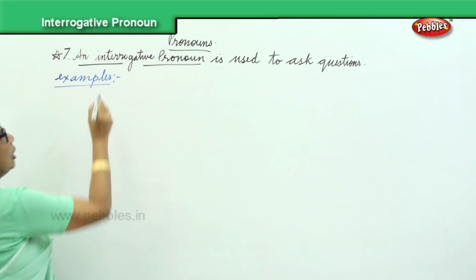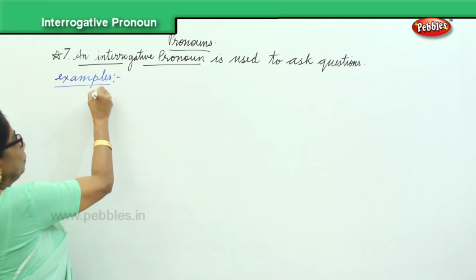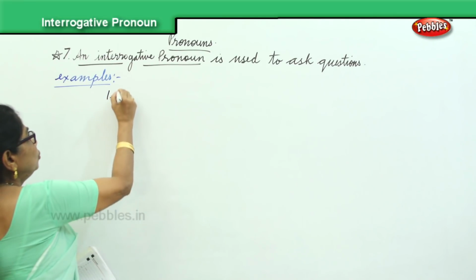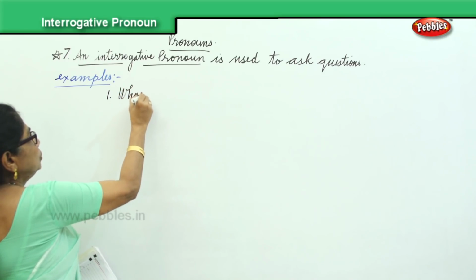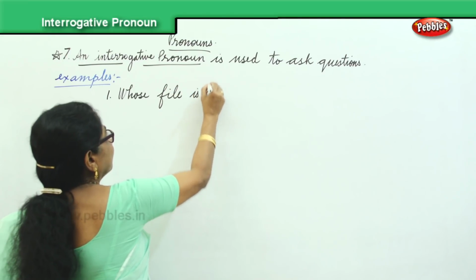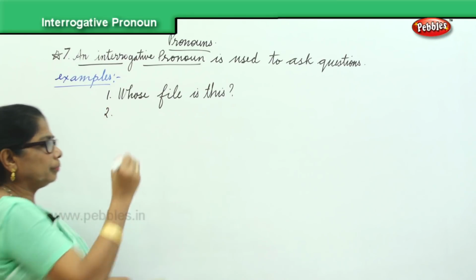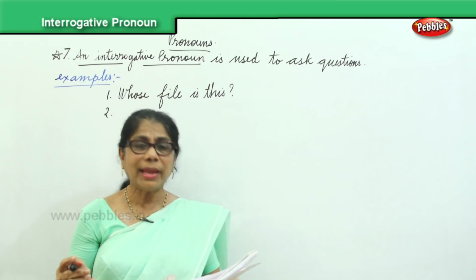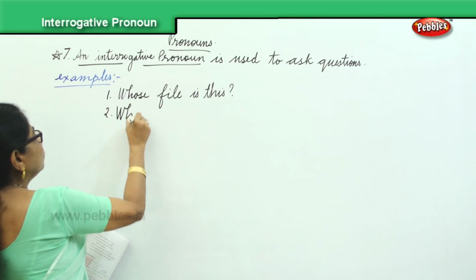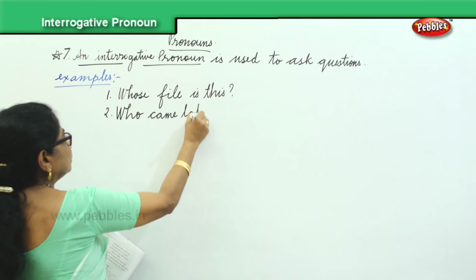Here are some examples for us to understand the interrogative pronoun. Okay? First one we have here is, whose file is this? Then we have, who came late today? Who came late today?